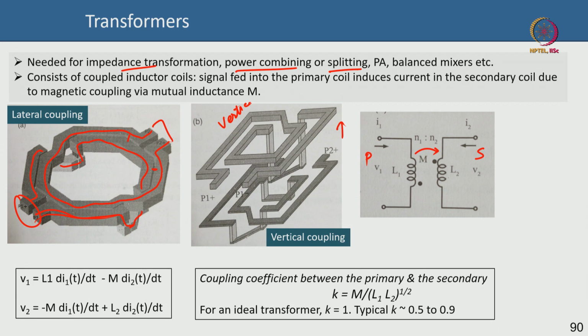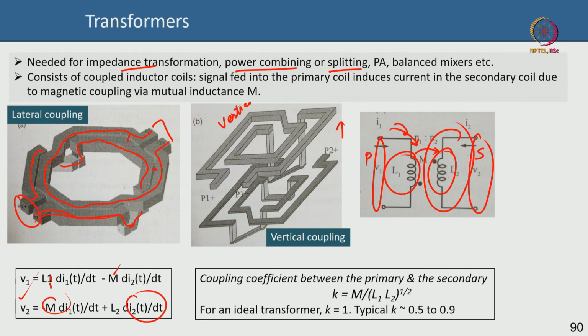You can see them, they are vertically coupled, and there is dielectric in between them, right. But the basic theory will still remain the same, which is that the voltage here, V1, is L1, the inductance of this coil, times di1/dt, minus the mutual inductance times di2/dt here. M is the mutual inductance between these two coils. Similarly, V2, the voltage that you are developing in the secondary, is minus the mutual inductance times di1/dt, plus the self inductance of this coil, L2, times di2/dt.